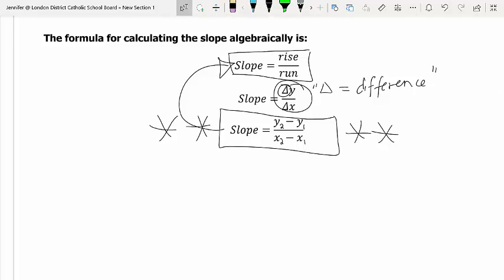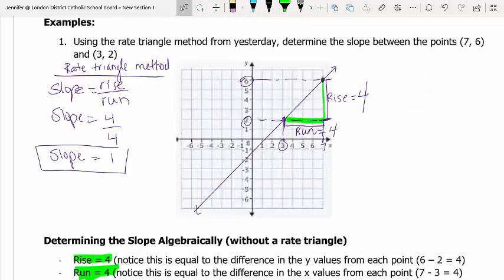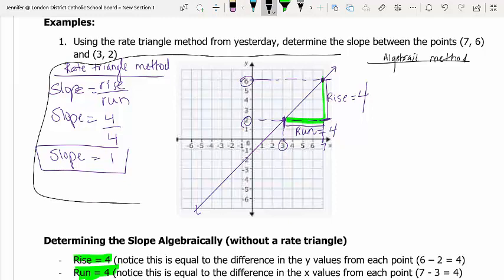So let's go back to our original example and I'll show you how to use this new formula. Let's say you were given example 1 again. I'm now going to show you how you could have solved it using the algebraic method, and I'm going to do it right beside the rate triangle method. You're going to see it's so much better. It's shorter. Okay, so question 1. Determine the slope between the points 7 and 6 and 3 and 2.